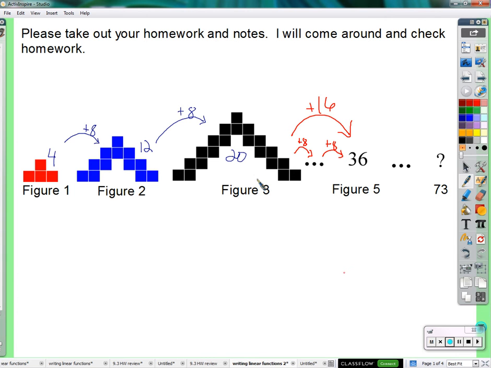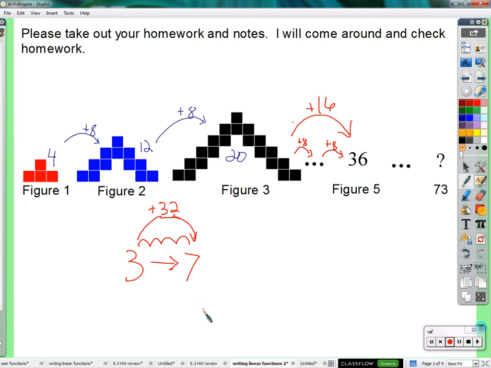What if I wanted to get from figure 3 to figure 7? Then you would add it 4 times. You would add 8 times 4. 8 times 4. So from here to 7 is 1, 2, 3, 4 times. 4 eighths, right? 4 eighths is 24, right? No. Oh, 4 eighths is 32. 32. I was thinking of 4 sixes. 4 eighths is 32.